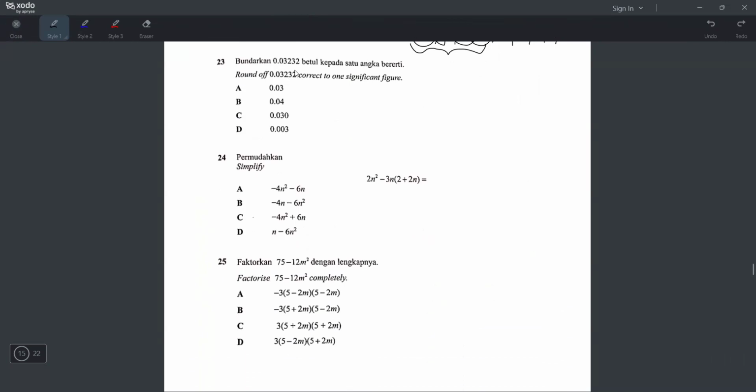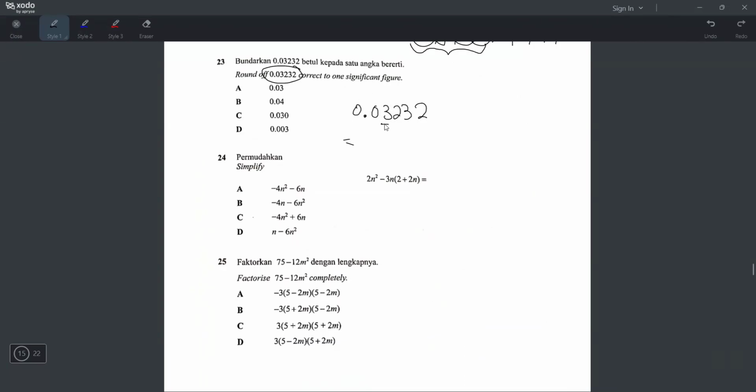Okay, 23, round off 0.03232 correct to one significant figure. This one is very easy, but I know for a fact that a lot of students still don't know how to count significant figures. So okay, I'll teach you. For significant figures, you have to count from left to right, but the zero in front, don't ever count it.